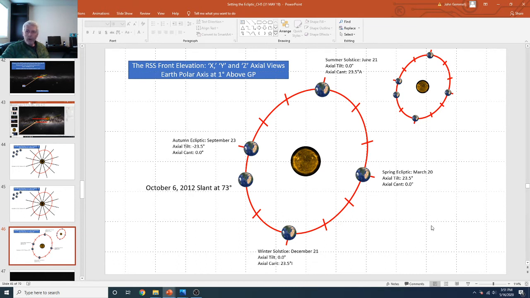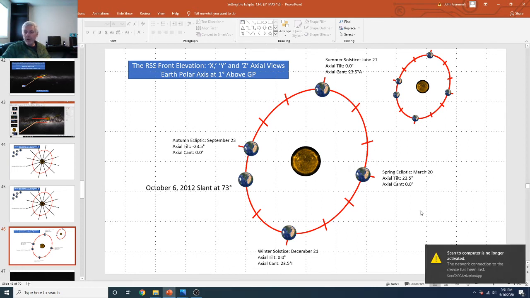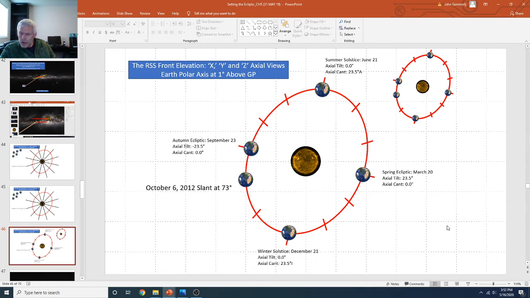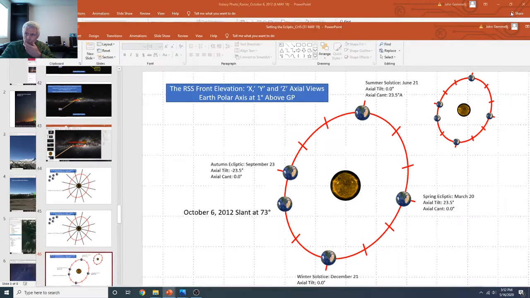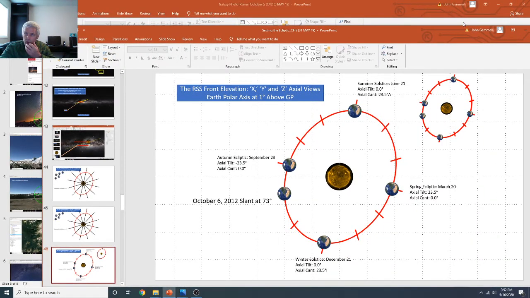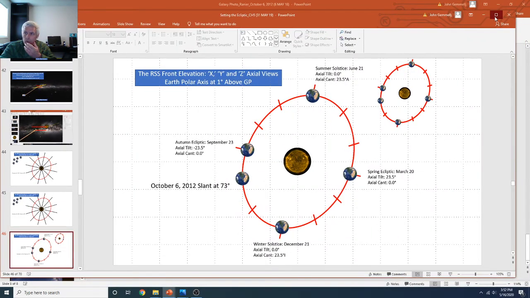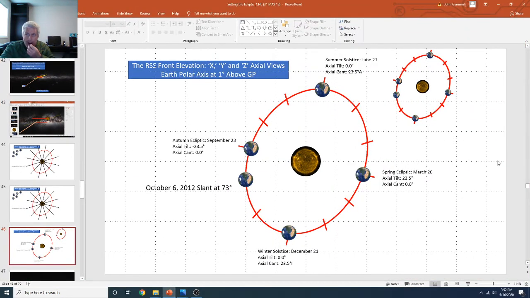Somewhere. Sorry, folks, I don't know where the slant is anymore. When did I do this? Scan to computer is no longer activated. I don't know why it would have been activated to begin with. Oh, anyway. May 16. Oh, no, that's today. Was it this one? Whoops. Nope, wrong button. Oh, crap. All right, so days and 31 May 2019. Slant. I don't know.